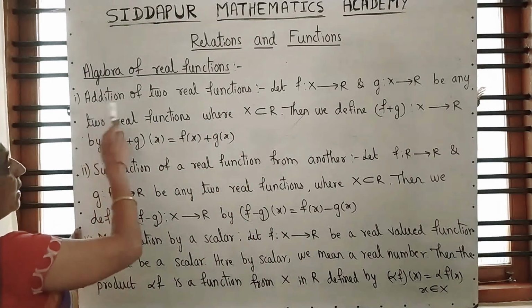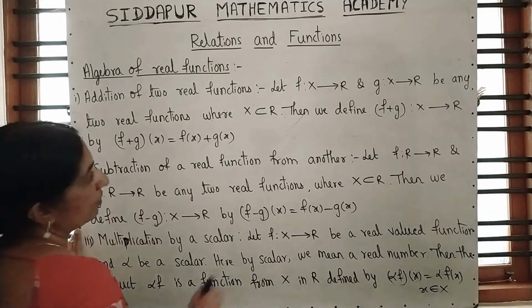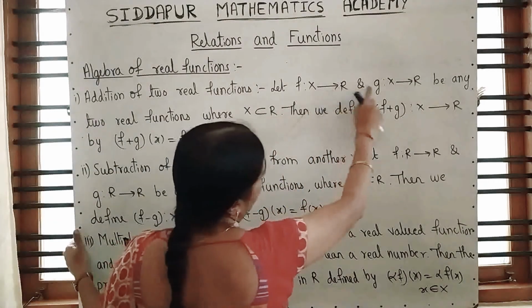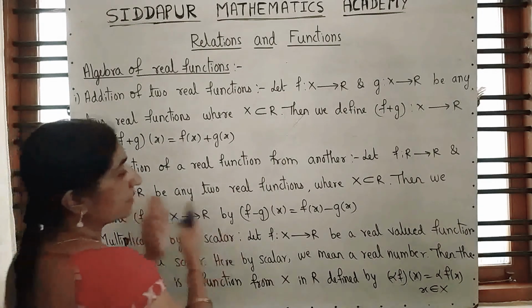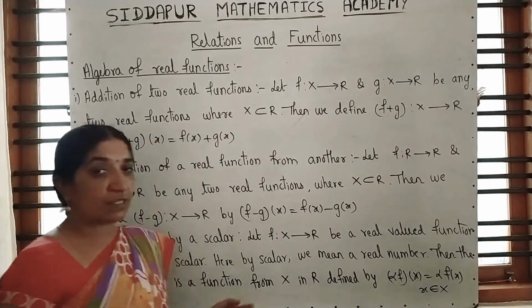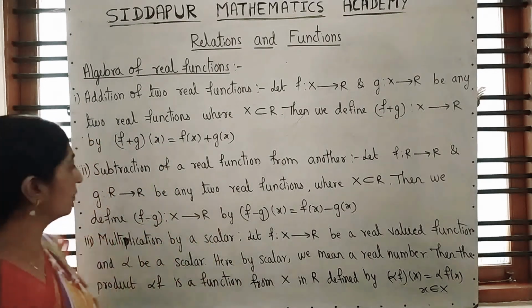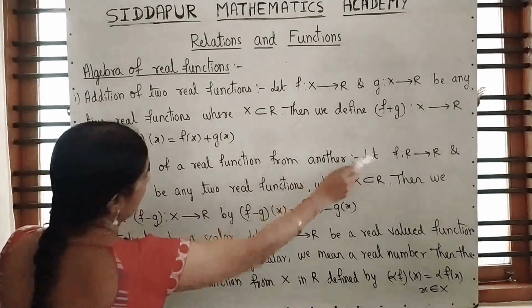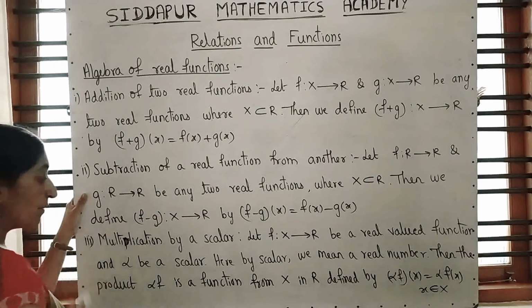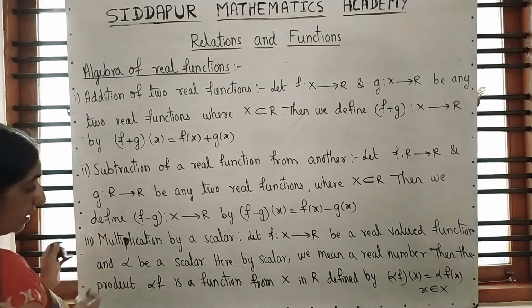See the first one, addition of two real functions. f and g both are real functions. When you are adding, we just add the corresponding elements. I will explain in the examples. Like addition, we go for subtraction. We are doing a subtraction of two functions, and multiplication by a scalar.